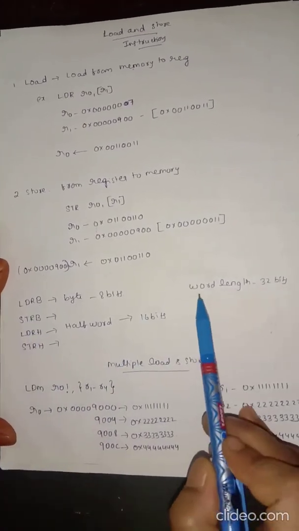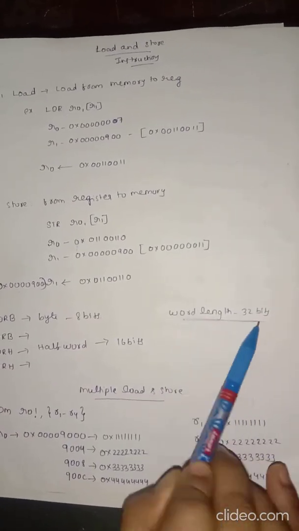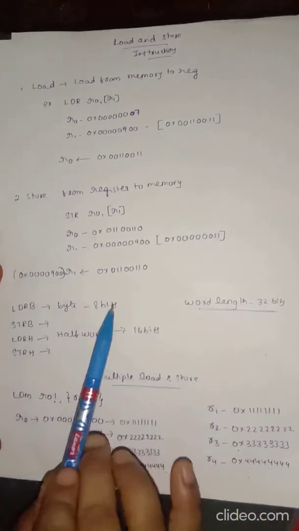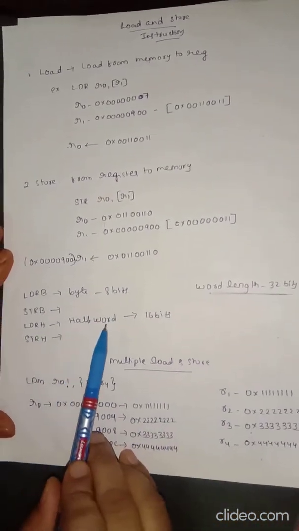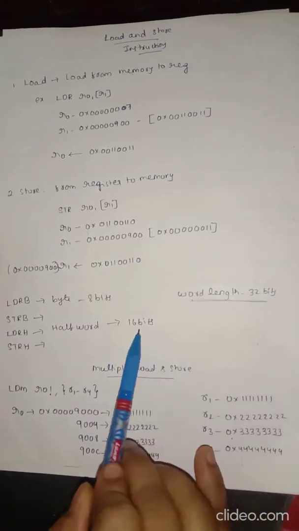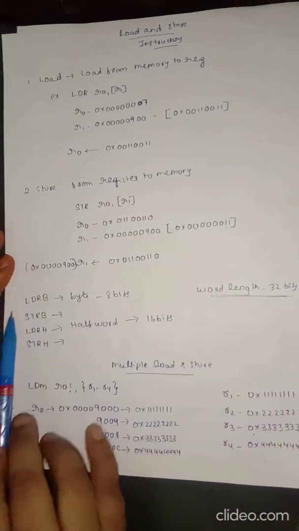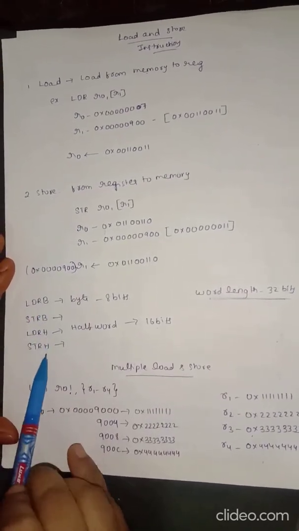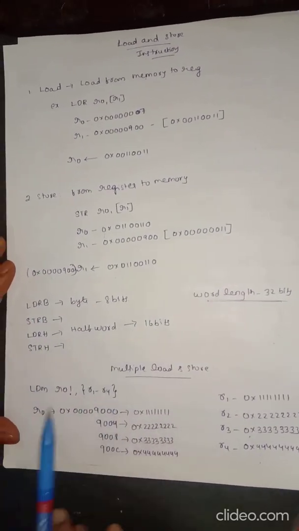See, actually ARM is a 32-bit processor. So word length will be 32 bits. So here word means 32 bits. Byte is already fixed, that is 8 bits. Then what is half word? Half word means 16 bits. Okay, same load and store, same thing you have to do. But here you will have B and H. B indicates byte, H indicates half word.